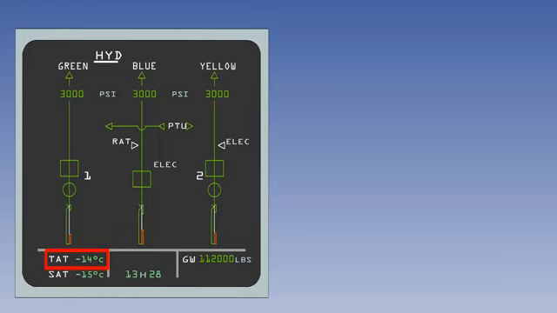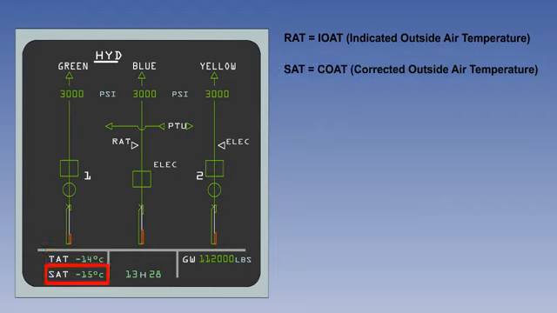Theoretically, uncorrected air temperature gauges give ram air temperature, not total air temperature. However, in many aircraft, the gauge is incorrectly labelled TAT. What you see on the gauge is sometimes called indicated outside air temperature, or IOAT. Static air temperature is sometimes called corrected outside air temperature, or COAT. OAT on its own stands for outside air temperature and is usually taken to mean SAT.